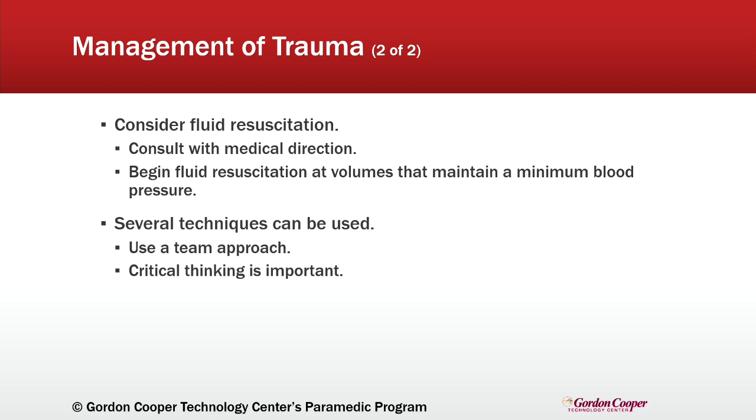If shock is caused by vasodilation from a spinal cord injury, you should consider giving medications instead of additional fluids, and be sure to consult with medical direction to see what they feel is the best course of action. When you begin fluid resuscitation, start with volumes that maintain a minimum blood pressure. You don't want to overdo it. You don't want to raise that blood pressure too much and cause more bleeding.